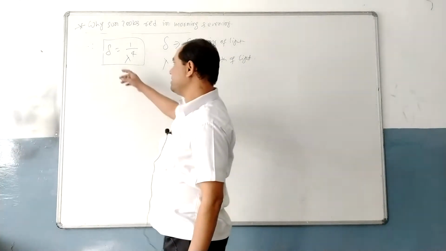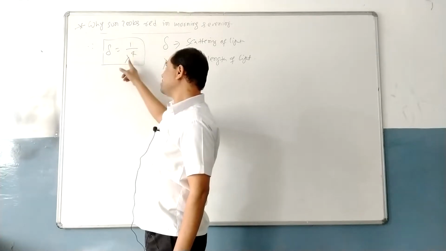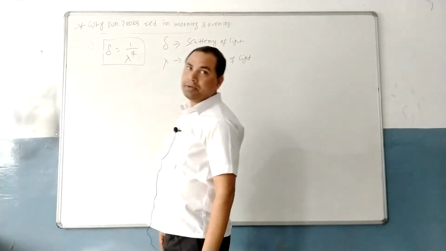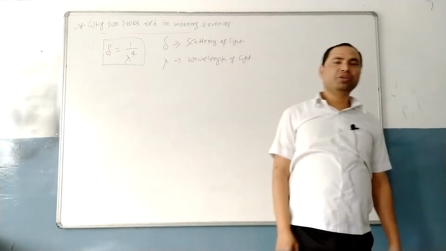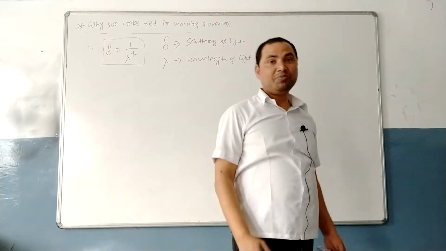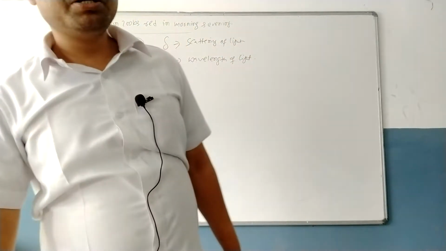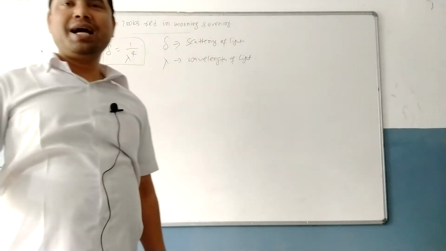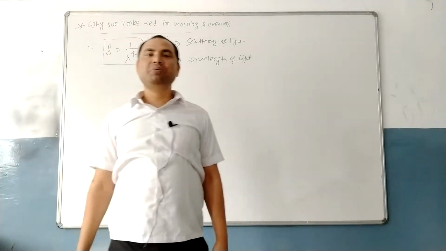There also the same formula is activated: scattering of light is inversely proportional to the fourth power of the wavelength. In the morning and evening, both times, the sun is very far from the horizon. Sunlight is a mixture of 7 colors.